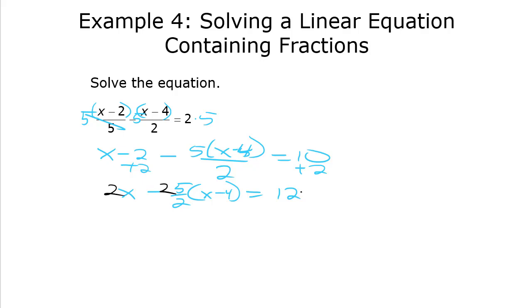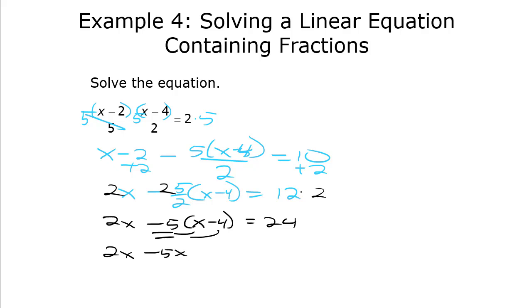So now we're going to repeat the process. Multiply everything by 2. 2x minus 5 times this stuff equals 24. Distribute. Again, remember you're distributing the whole thing. You're distributing the minus to both pieces. So you get 2x minus 5x, but then minus 5 times minus 4 gives you plus 20.